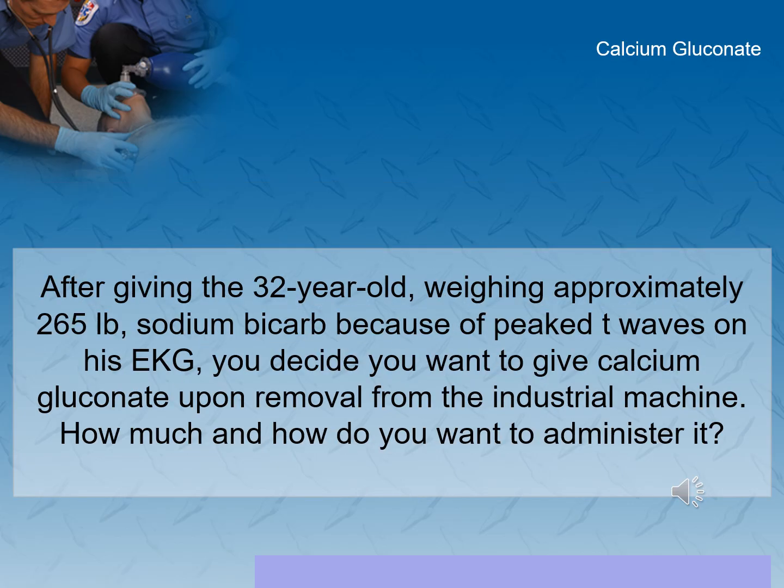Calcium gluconate. So after giving that same patient the sodium bicarb, you decide to go ahead and give the calcium gluconate as well to help with the peak T waves. So how much do you want to give them, how much do you want to administer? This is 1 gram IV over 5 minutes, set dose. Put it on an infusion pump, so that way you can control it.